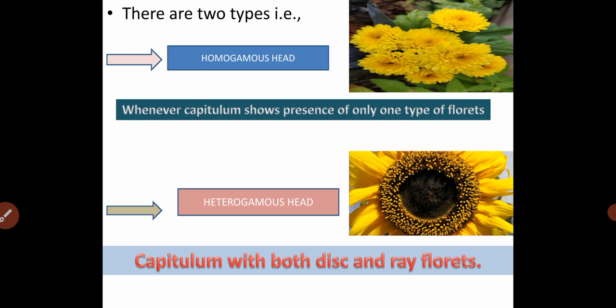There are two types of capitulum. One is called the homogamous condition. Another one is called the heterogamous condition. Homogamous is the condition in which only one kind of florets is present. Heterogamous is the condition in which both the florets are present.